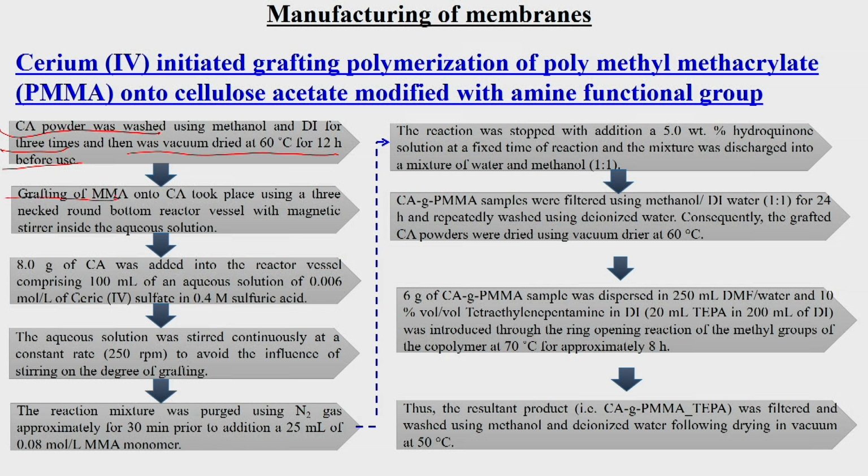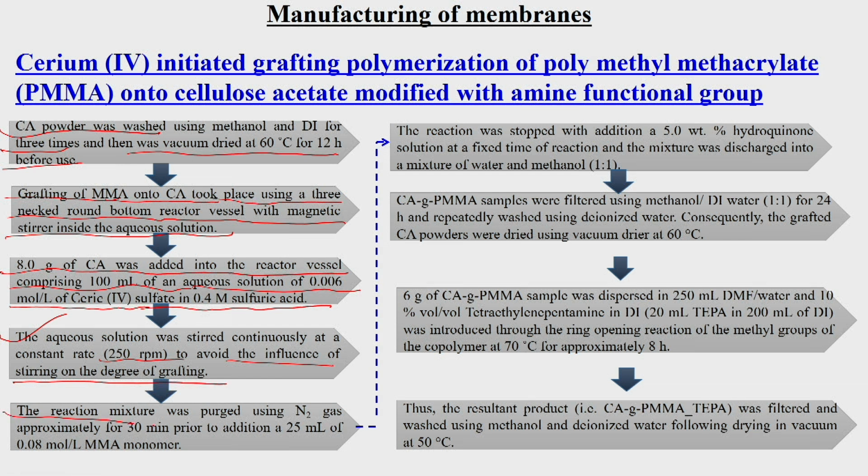Then grafting of methyl methacrylate onto cellulose acetate will take place using a 3-necked round bottom reactor vessel with a magnetic stirrer inside the aqueous solution. Once the solution is prepared, 8 gram of the cellulose acetate was added into the reactor vessel comprising 100 ml of an aqueous solution of 0.006 mole per liter of ceric sulphate in 0.4 molar sulfuric acid. The aqueous solution was stirred continuously at a constant rate of 250 rpm to avoid the influence of stirring on the degree of grafting.